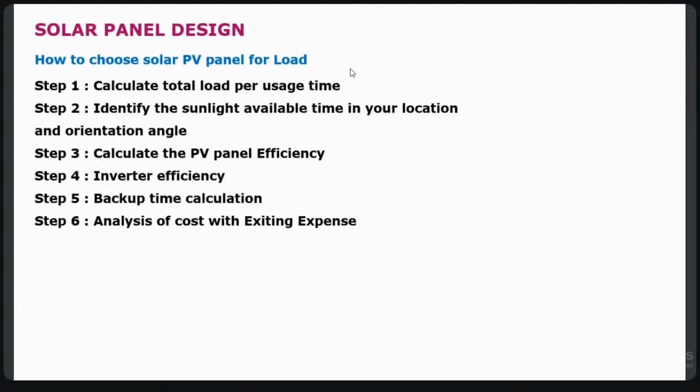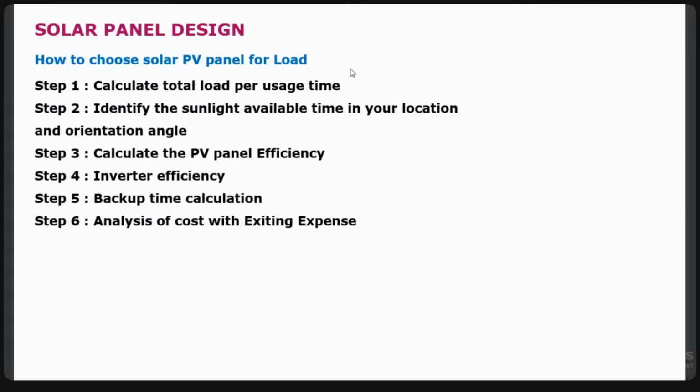Since the inverter is an electronic circuit, it won't have ideal efficiency. Ideal means 100% efficiency. Generally the inverter converts DC to AC, and some 20 to 25% losses we have to consider in that.